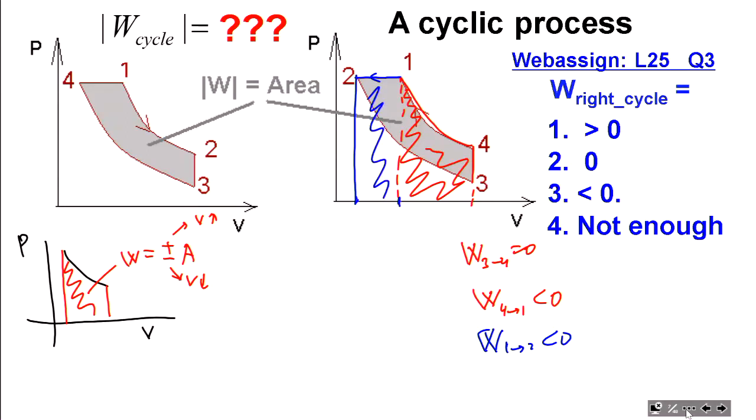Now there is work done during process 2 to 3, and for this process the volume increases and the work done is positive. So total work over the cycle, we call it W cycle, or just W, has to be equal to the sum of 4 numbers.